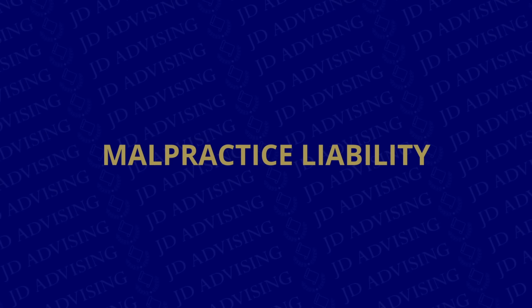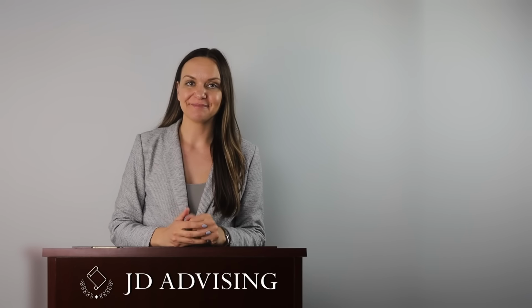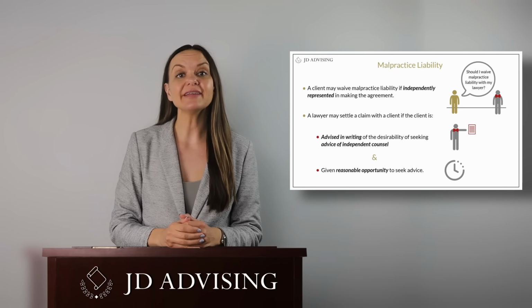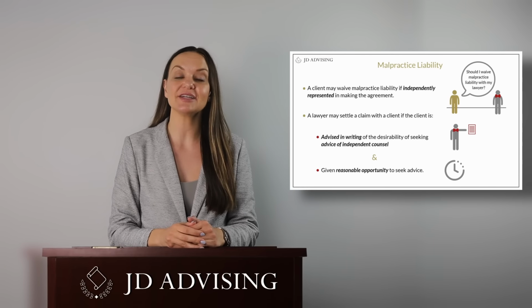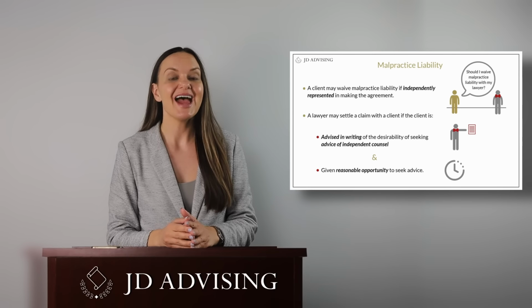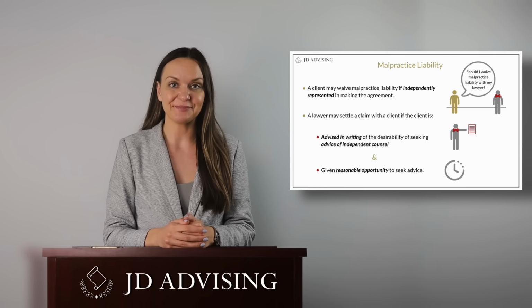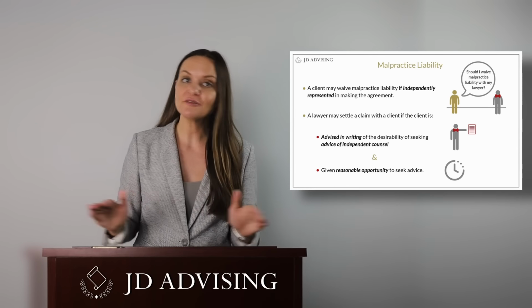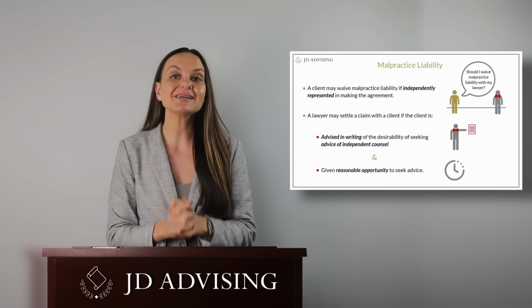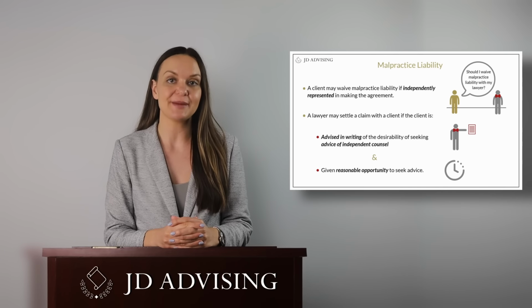The next rule is about malpractice liability. The rule is unique, and I'll tell you why. It says that a lawyer shall not make an agreement prospectively limiting that lawyer's liability to a client for malpractice unless the client is independently represented in making that agreement. So let's stop there. This is the only place in all of the rules where your client must be independently represented to enter into one of these agreements.